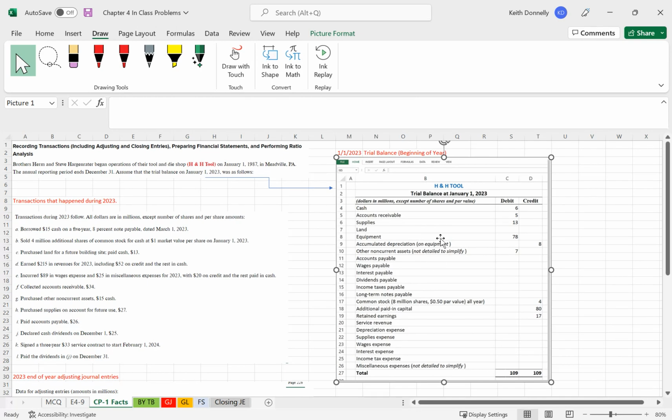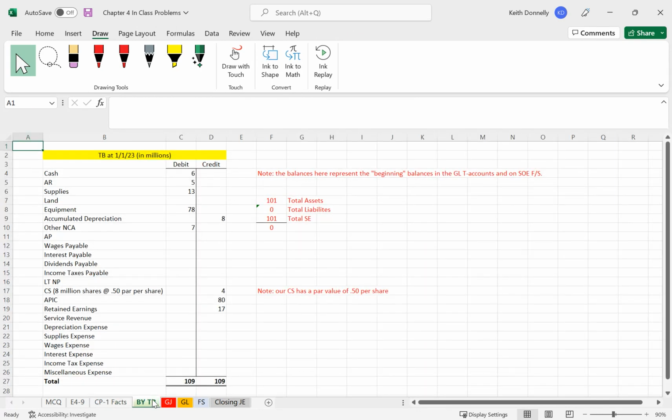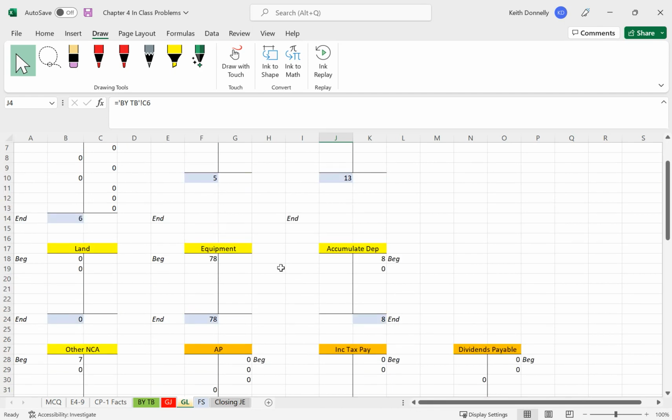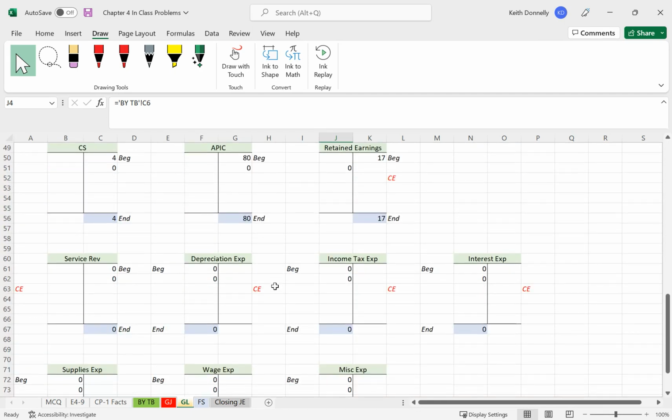Here's a photo of it that I snipped from the book, but then I put it in Excel form, so we can see, in this case, the information. A couple things I want to call your attention to. Last year's ending is this year's beginning, which means that these account balances right here in our general ledger, where all the T accounts are, are going to be the beginning balances. Cash is 6, 5, 13 for those three. If we go over here, we can see 6, 5, 13. I've already populated all of this for you, the beginning balances, just to save some time.